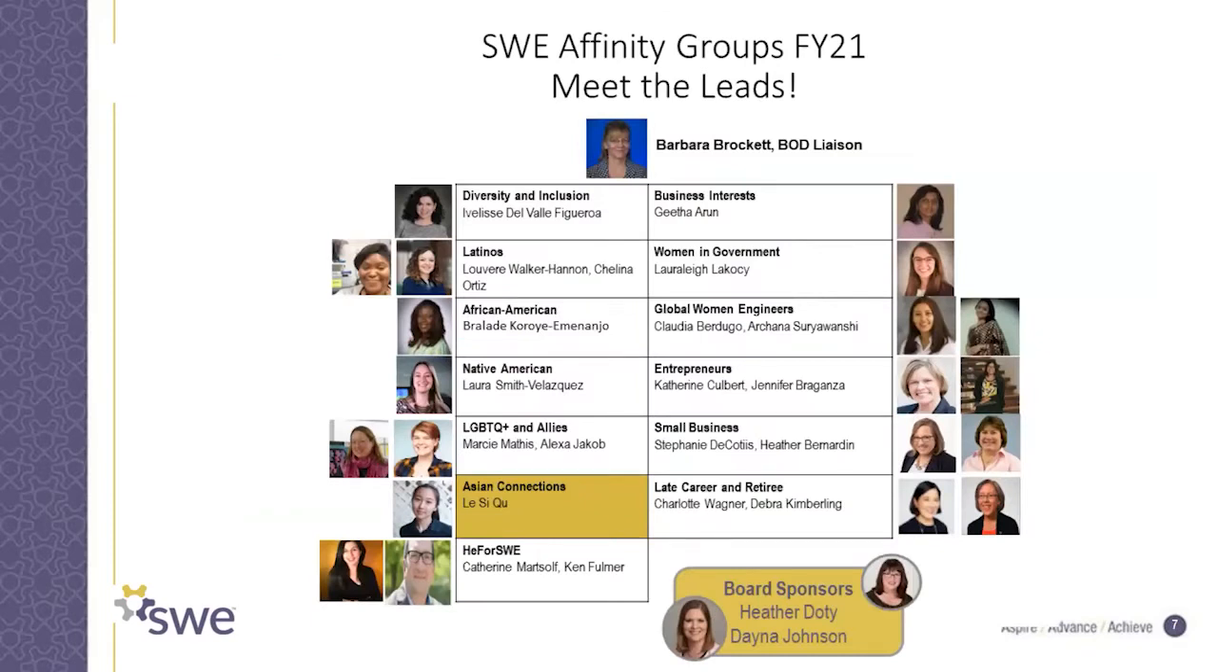So for FY21, we have different leads for the affinity groups, and you can see the Asian Connections Affinity Group is there. If you're interested in joining any of the other groups, they have a similar policy where you don't need to be part of that group necessarily, but you can be an ally and still join that group.